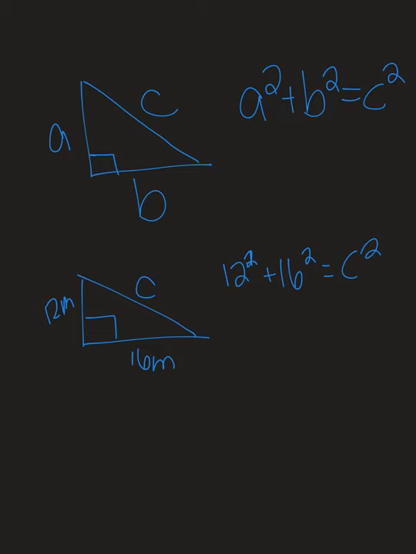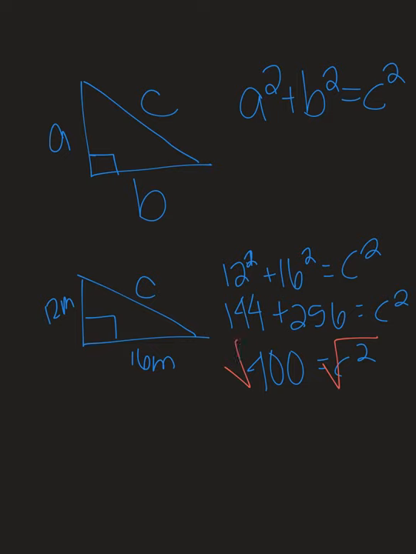So if we do 12 squared, we get 144, and 16 squared is 256, equals C squared. Okay, so now I have to do my 144 plus 256, which is 400. And then you take the square root of 400. So to undo a square, you take the square root of both sides. So the square root of 400 gives you 20. So 20 meters equals C.